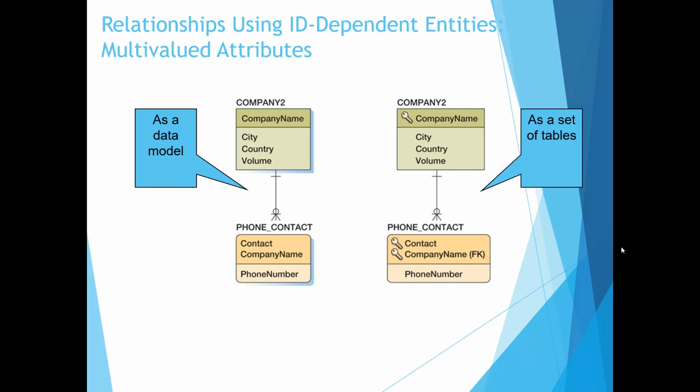What if we have a multi-valued attribute? As we stated before, we use the fourth form and separate these values into a new entity which will be converted to a table. In this example, we have a company with multiple contact information. A new entity was created called phone contact, which will include the contact and the company name as a composite primary key and the phone number as an attribute, or as a column. So we have the model on the left hand side and the database design on the right hand side.